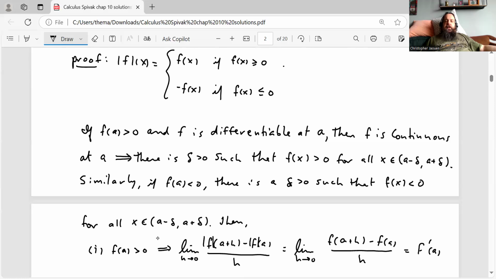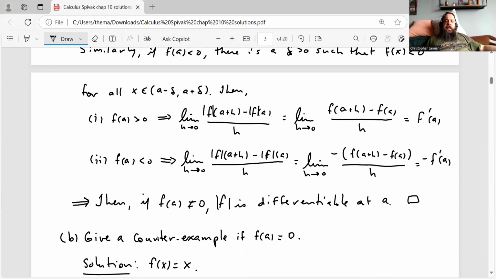All right. Similarly, if f of a is less than zero, then there's a delta greater than zero such that f of x is less than zero for all x in that delta neighborhood. Then, let's assume first that f of a is greater than zero. That implies that the limit as h goes to zero of absolute value f of a plus h minus absolute value f of a, over h, equals the limit as h goes to zero of f of a plus h minus f of a over h, which is f prime of a. Here I can rewrite this like this, provided that h is small enough that we're in that delta neighborhood that I talked about up above.